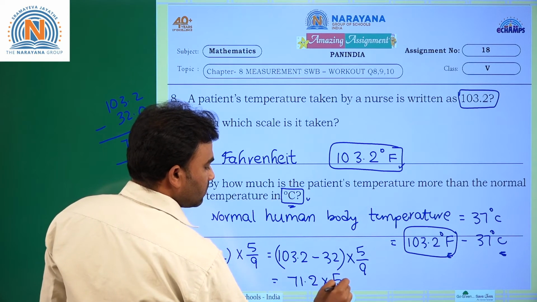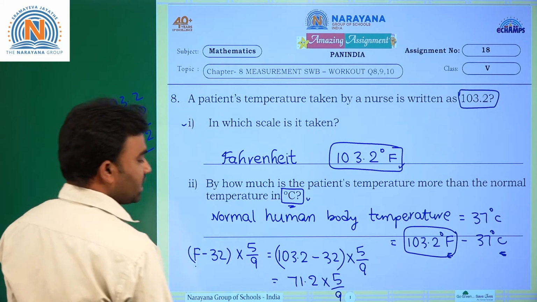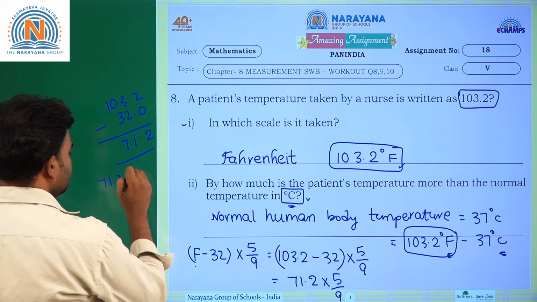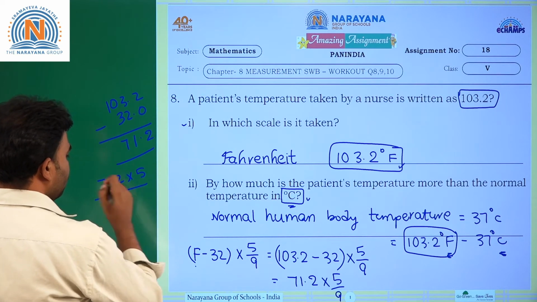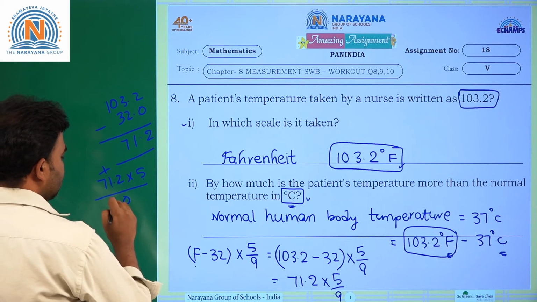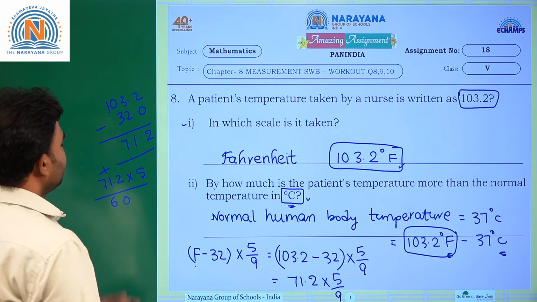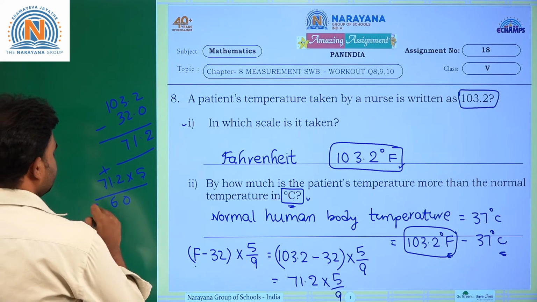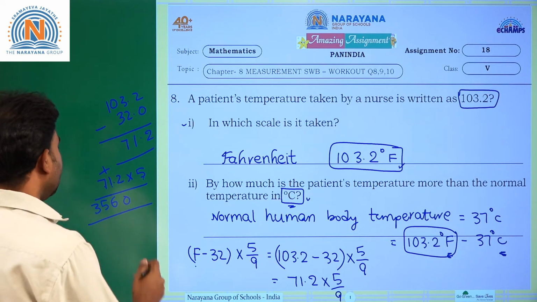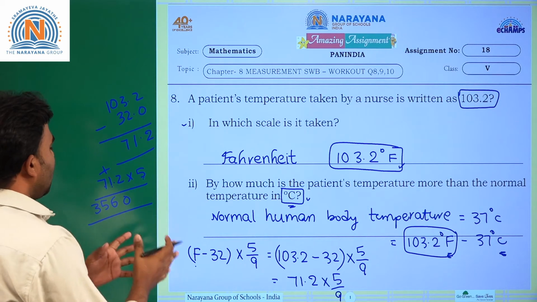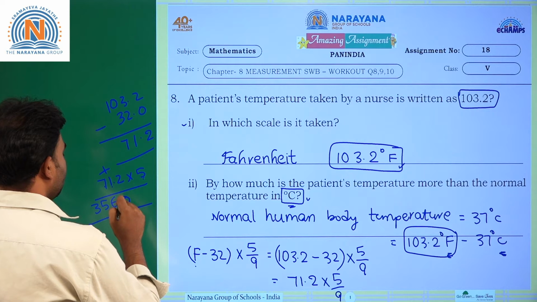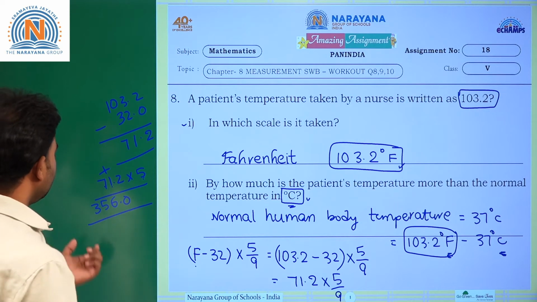Into 5 by 9. First multiply 71.2 into 5. 5 2's are 10. 5 1's are 5, 5 plus 1 is 6. 5 7's are 35. After how many digits do we have the decimal point? After one digit from the right side. So here also, after one digit from the right side, place the decimal point, that means before 0. So the answer is 356 by 9.